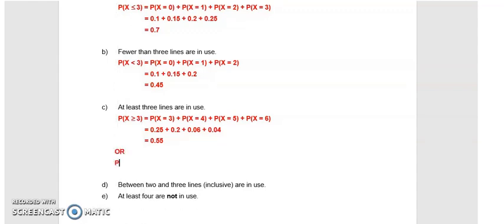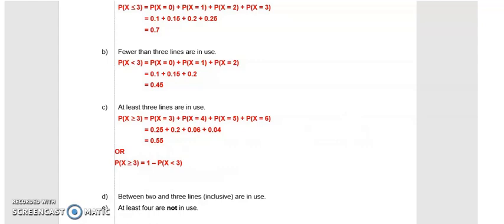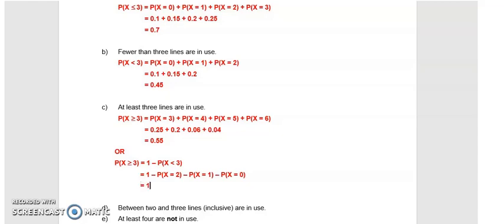Or probability of x at least 3, so greater equal to 3. So this one also equals total probability 1 minus probability of x less than 3. Okay, less than 3, or you put x less or equal to 2, also will be the same thing. So what is x less than 3? It will be 1 minus probability of x equal to 2 minus probability of x equal to 1, and the last one is probability of x equal to 0. Okay, so x equal to 2, x equal to 1 and x equal to 0 is actually from question B, right? So 1 minus 0.45. So here also you will get 0.55.